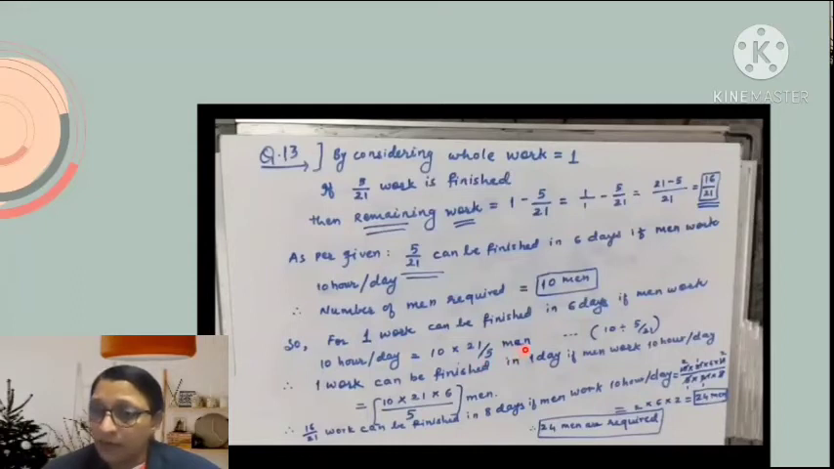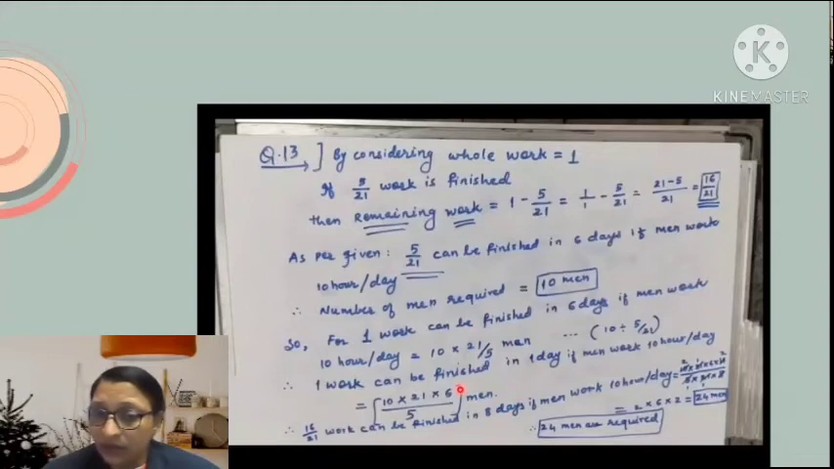This is the number of men. Now from this, one work can be finished in 1 day. Here we have calculated for 6 days. Here we will go for calculating 1 day. If men work 10 hours per day, then the number of men can be calculated as 10 into 21 multiplied by 6 upon 5. Here we will multiply by 6 to the previous expression. So finally, 16 upon 21 work can be finished in 8 days.